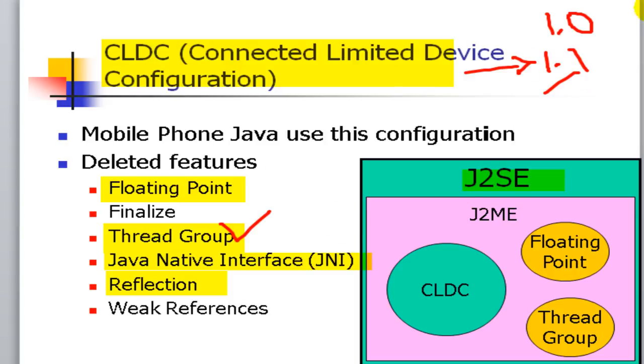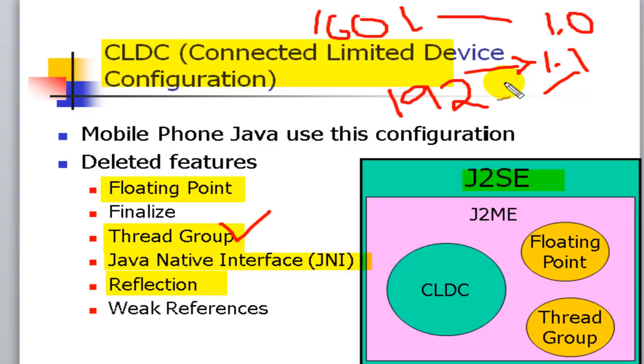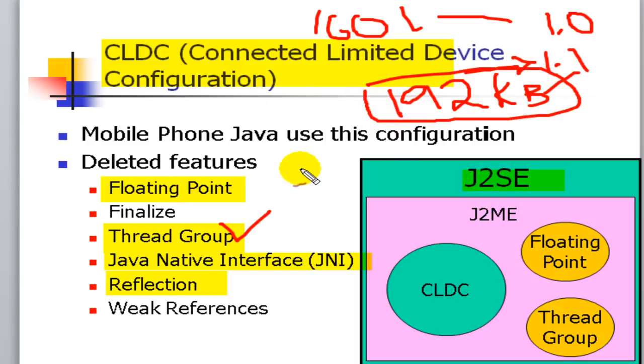The memory requirement of CLDC 1.0 was something like 160 kilobytes. But in case of CLDC 1.1, you require not 160, rather 192 kilobytes, because it has more to offer, so you need more memory. Because you are supporting floating point operations in CLDC 1.1, that's why you need more memory.